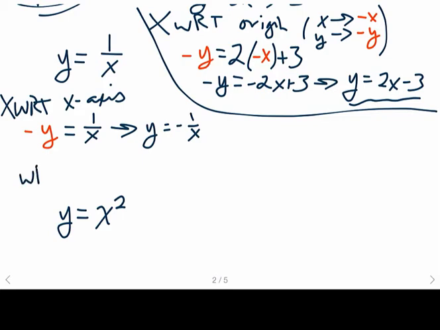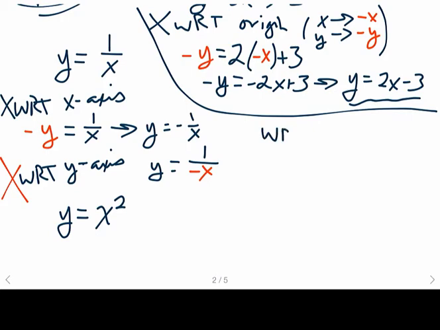For symmetry with respect to the y-axis, we're again going to replace x by negative x. And doing so is going to give me y equals 1 over negative x, which is the same result we had before and does not match the original equation. And so we're going to say no to that one.